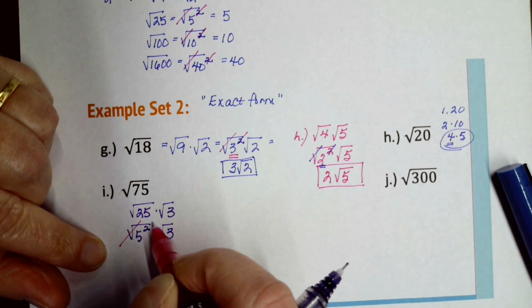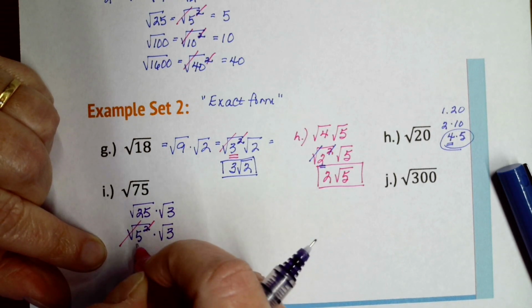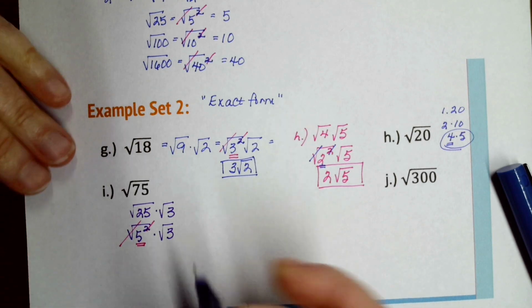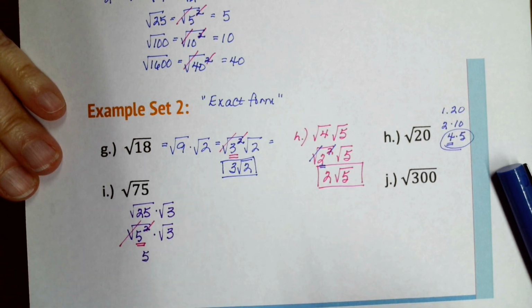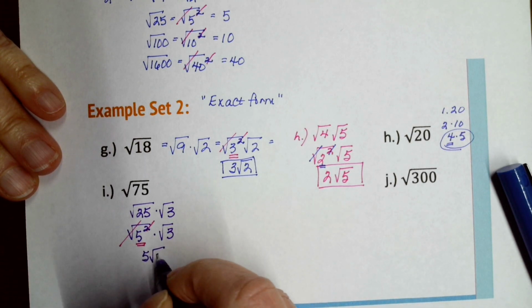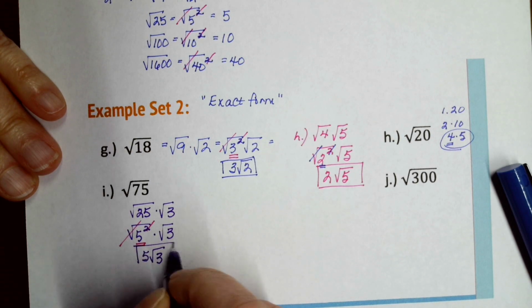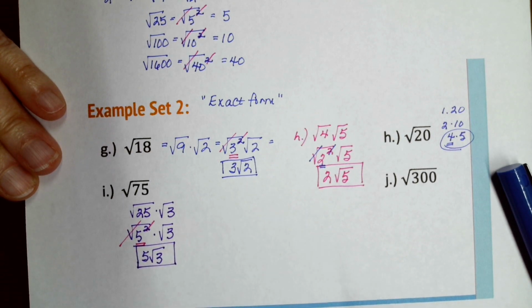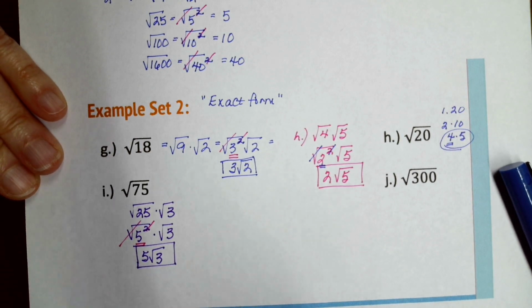The radical and the power go away, and I'm left with just what's underneath. So that 5 is going to be on the outside, and the square root of 3 is going to stay on the inside. So my best answer in exact form is going to be 5 square roots of 3. Notice that this is all connected with multiplication. I don't have a plus sign out in front here. It's all going to be multiplication.